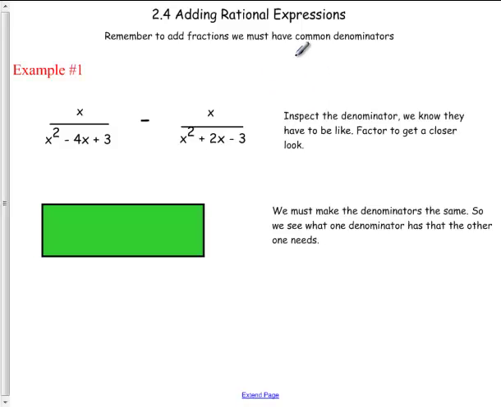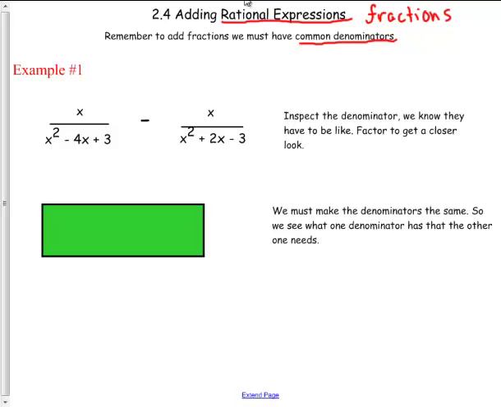All right, we are adding rational expressions today. And once again, we are going to drill it into your heads that rational expressions are fractions. And today we're adding fractions. We're also going to be subtracting fractions. And we must have common denominators when we add or subtract fractions because we're talking about combining like terms.